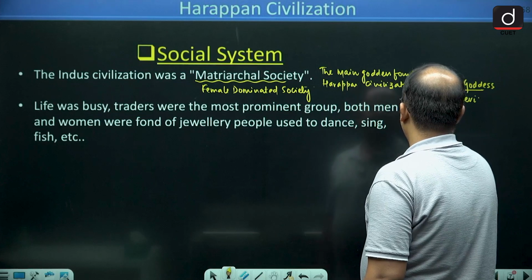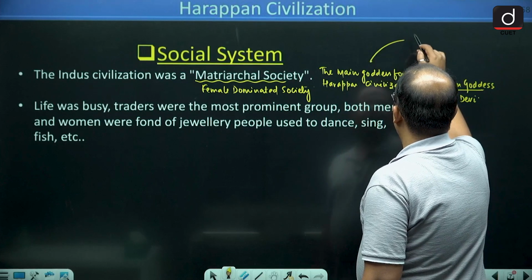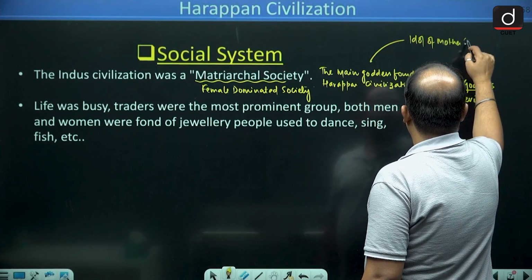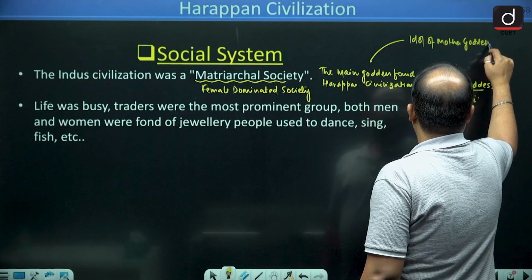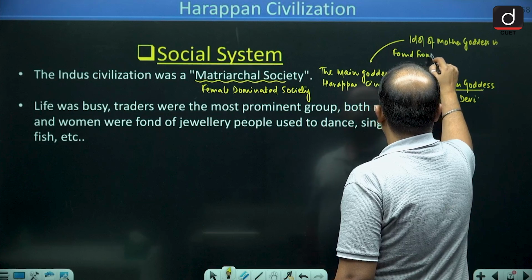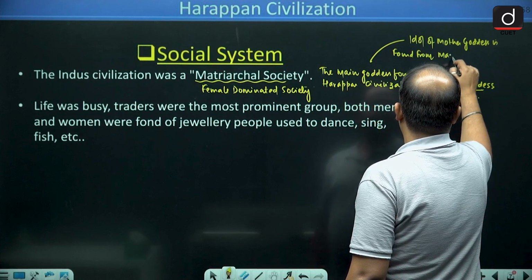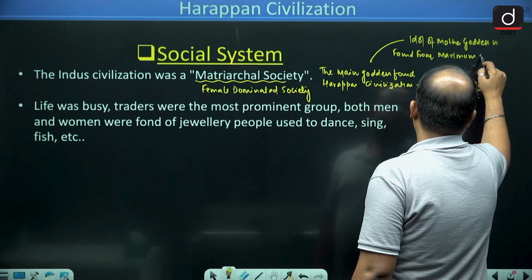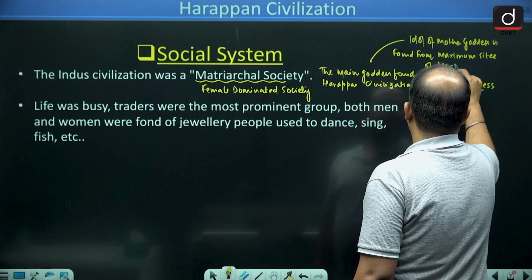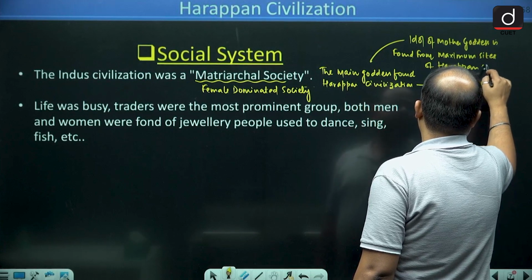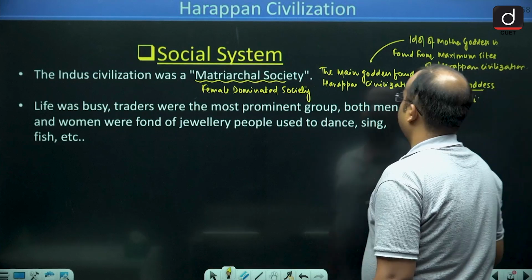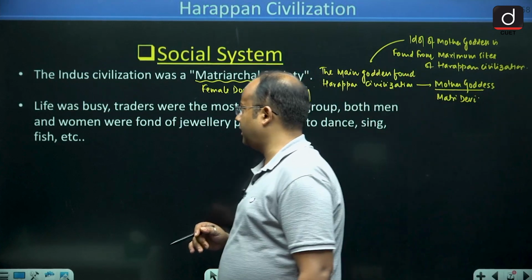So you will find, my dear learners, that the idol of the mother goddess is found at most sites of Harappan civilization. Therefore, it is said that this society was matriarchal.